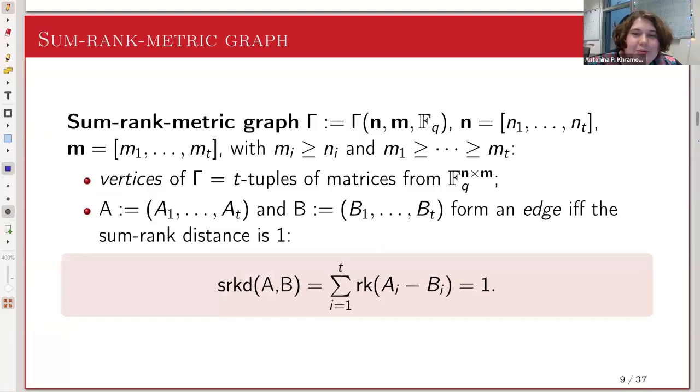Yeah, so we first start with defining a graph. We define the sum rank metric graph in a very standard way when it comes to defining graphs on a metric space. So the vertices of the graph are just the elements of the sum rank metric space, so the tuples of t matrices. And 2 vertices are said to be adjacent if the sum rank distance between them is exactly 1.